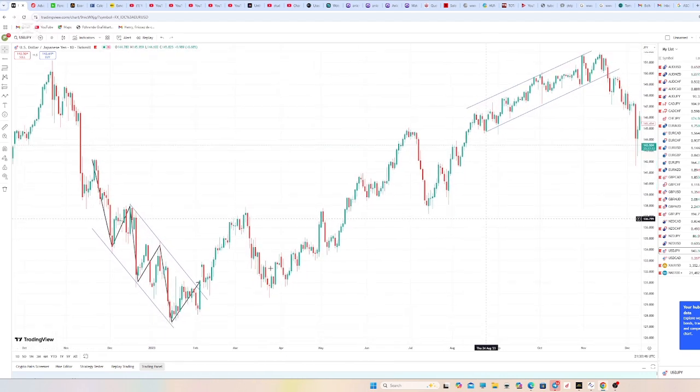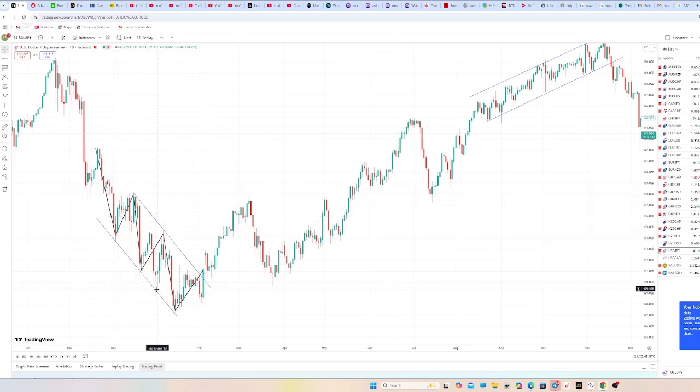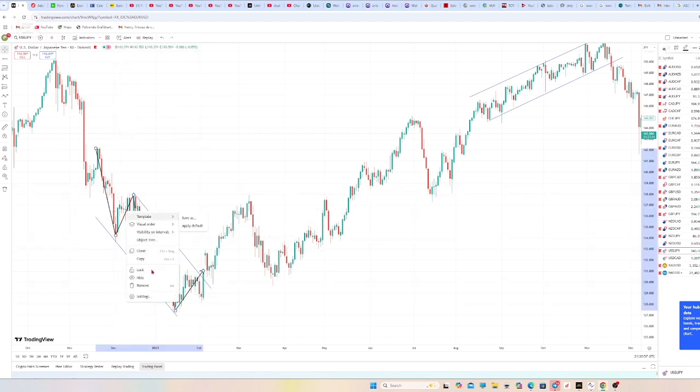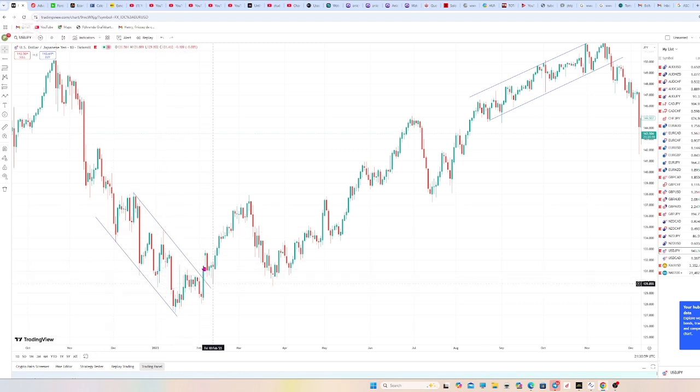Let's proceed. Again, what happened here? This is a descending channel. Once you see this happening, you can already predict that, okay, I'll be expecting price to reverse. And what happened here is exactly what happened. It happens on every financial market, be it currencies, crypto, stock, futures, name it. It happens over and over again.